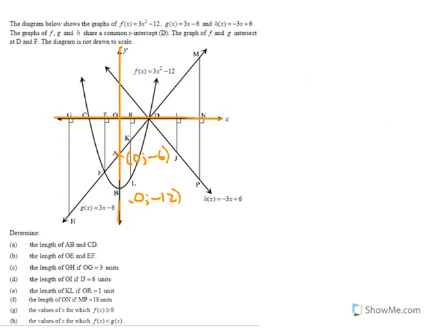To go from B to A, I would just need to climb 6 units. Cool, so we now know the length of AB.